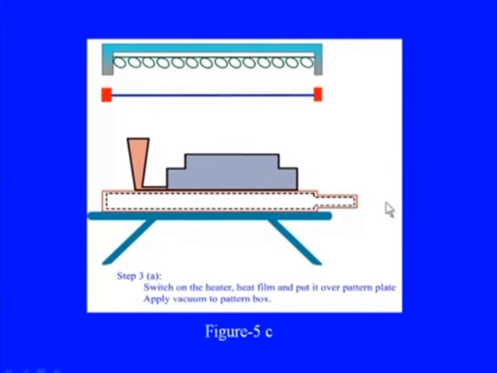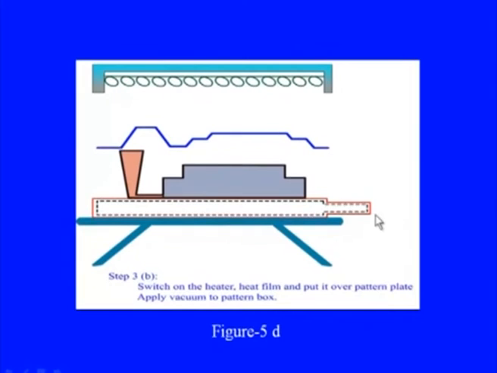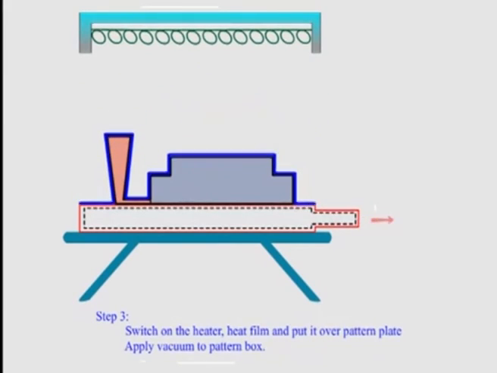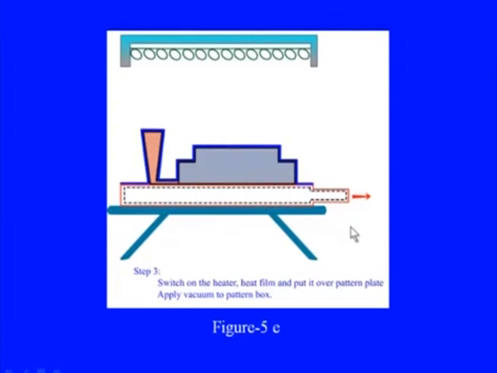In the next step, the heater is switched on. This heats the film and put it over the pattern plate. Then simultaneously, vacuum is also applied to the pattern box. In the next step, the heater is switched on, the film is heated and it is put over the pattern plate. Then vacuum is maintained. In this step, the vacuum is maintained on the pattern box.